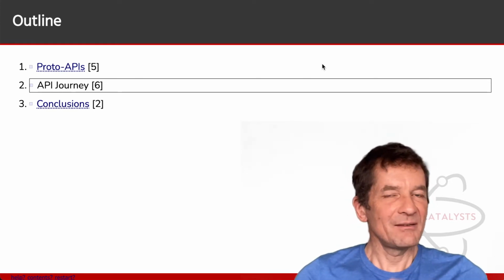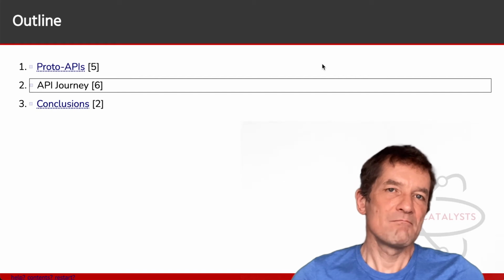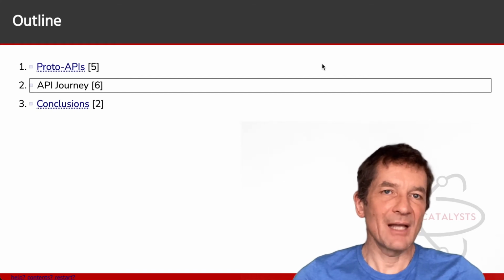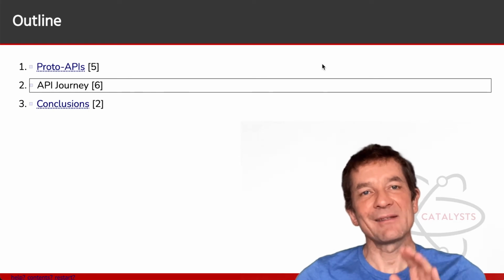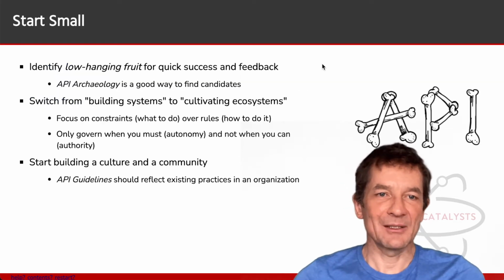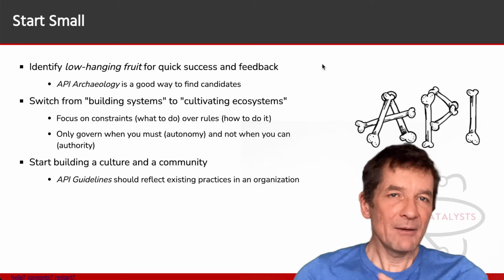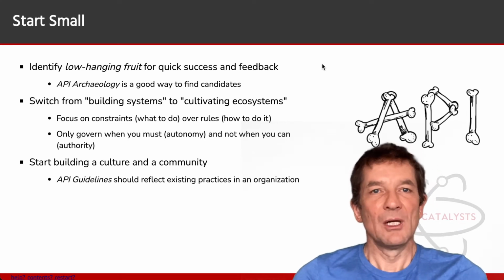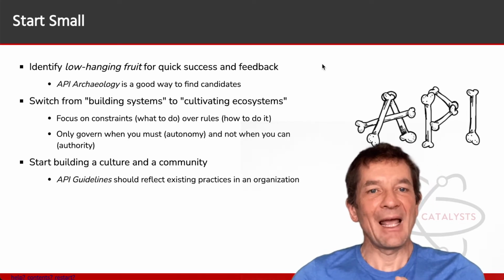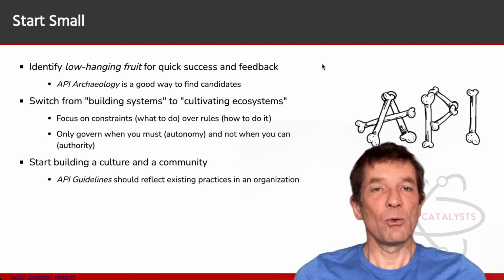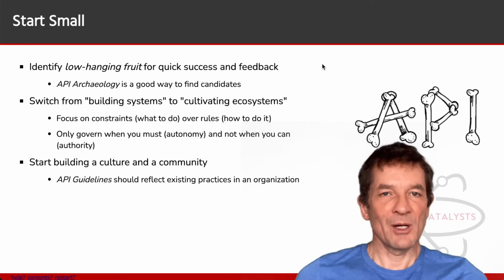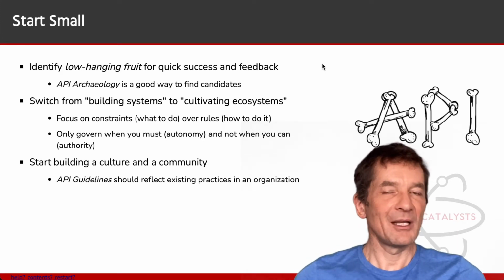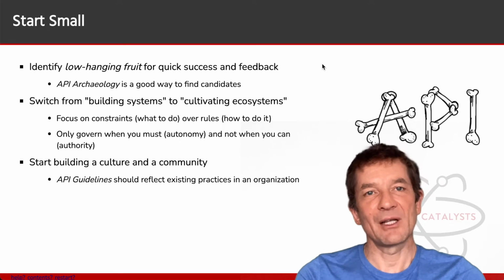Now, assume that you want to start your API journey. You have identified some of those interaction points that exist that are proto APIs and you want to turn them into APIs. How do you go about it? My recommendation always is start small. Don't treat this as another huge project where you say, oh, we move from non-APIs to APIs and we'll do that in one big bang. That would be, I think, a very risky and not a very great idea.